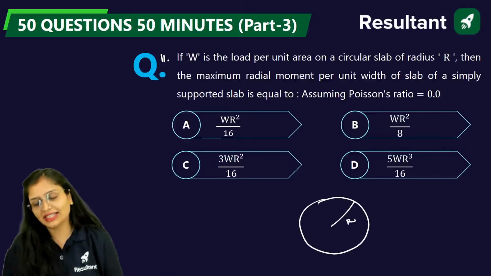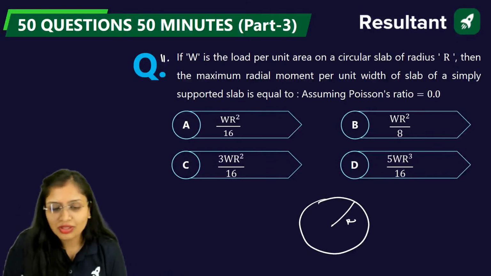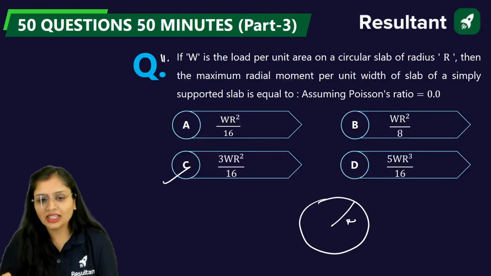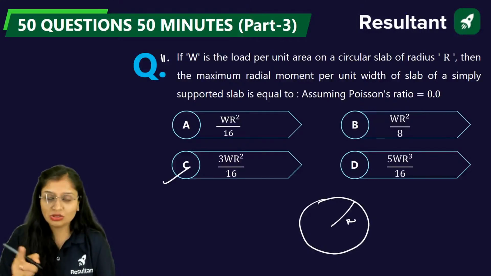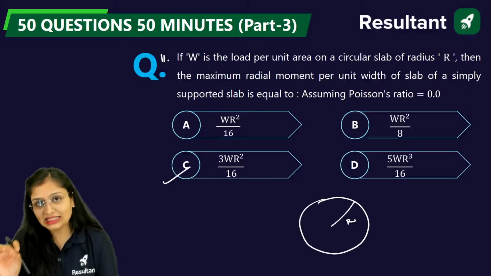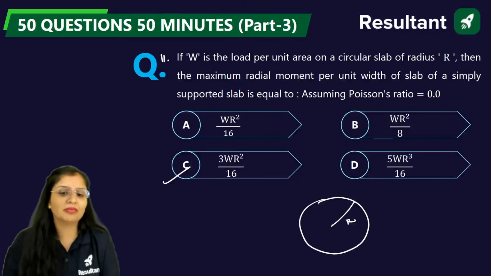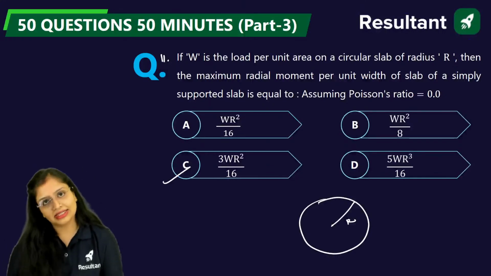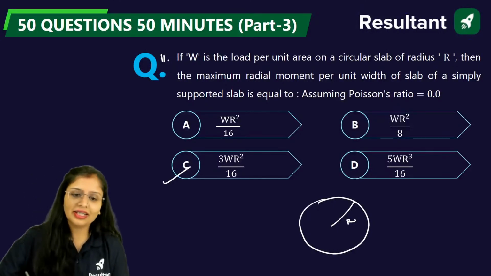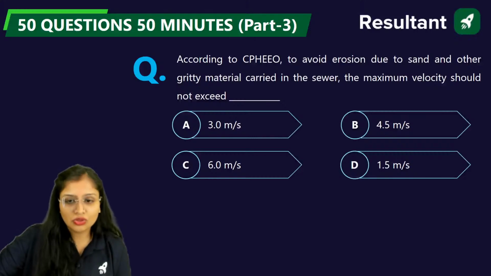Radial moment at center. Either you can go by the big formula and calculate from there, or directly, if you remember, because this question has been asked quite a number of times. The maximum radial moment at the center is given by 3 WR square by 16. Okay. So question number 12.